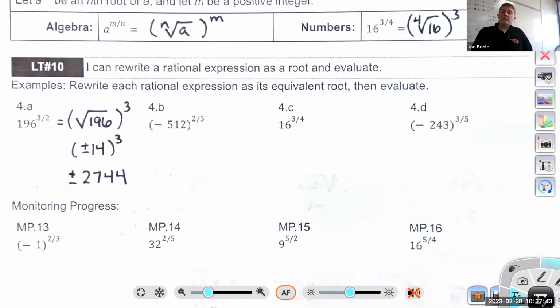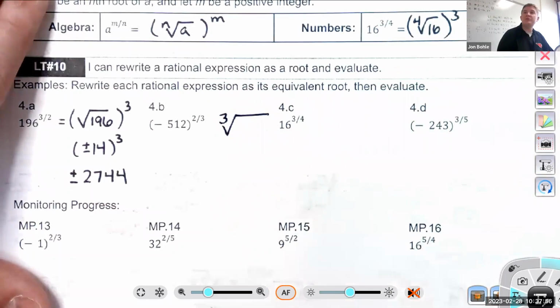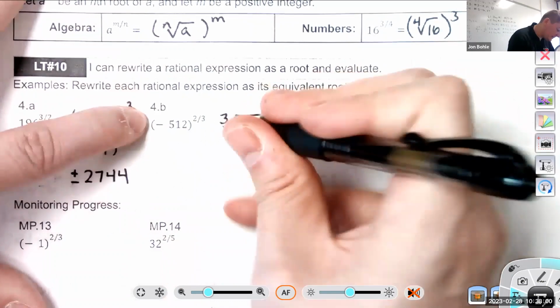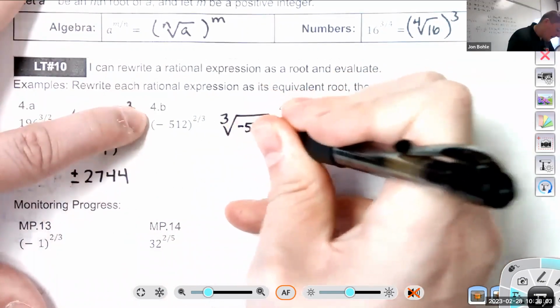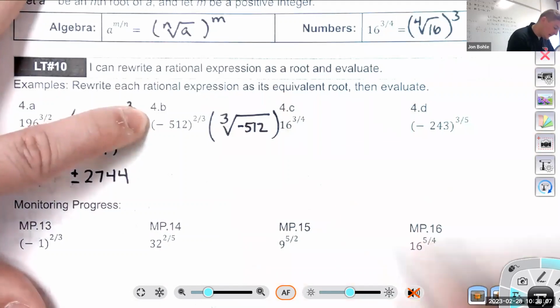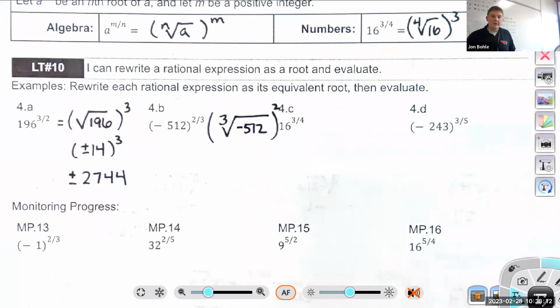Okay, 4B. What is my root and what is my power here? What would the root be? The third root. When I take the third root, it's going to be a 512. Is the minus sign going to go inside the root or outside of it? Inside, because it's in parentheses. And then once I take the third root of that, I'm going to take it to what power? The second. Okay. So third root of negative 512.